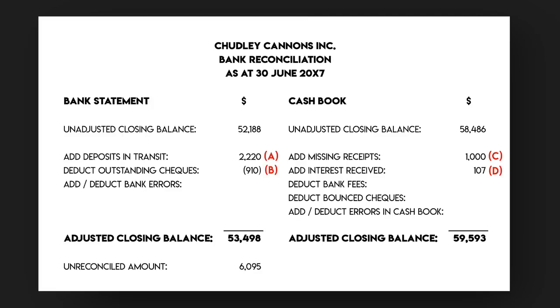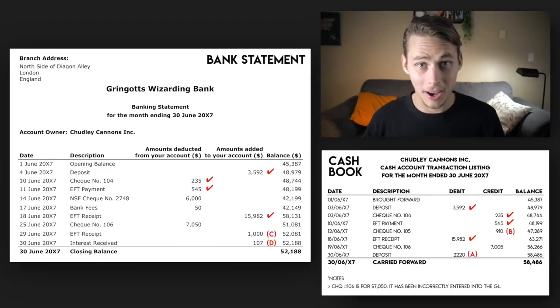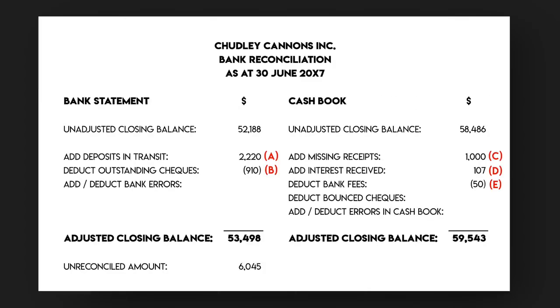Bank fees. These are costs that the bank charges us for keeping our account open. I can see that $50 was deducted from our account on the 17th of June, and we haven't included it in our cash book. We're going to label this one as transaction E, and this time we're going to deduct it from our cash book balance in our bank rec because we need to recognize a payment.